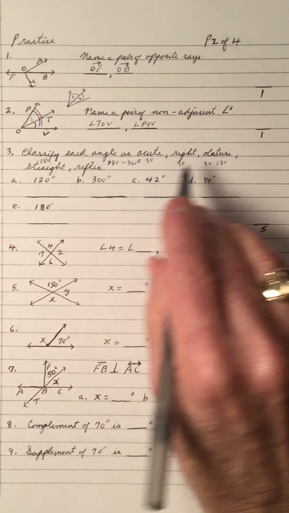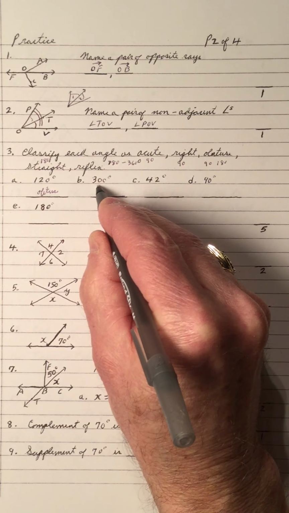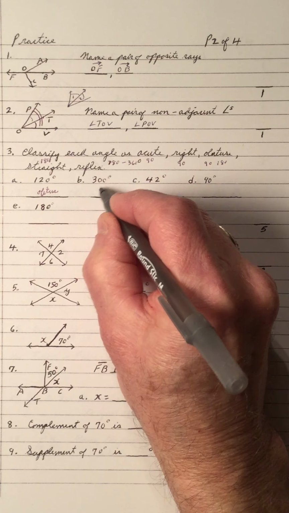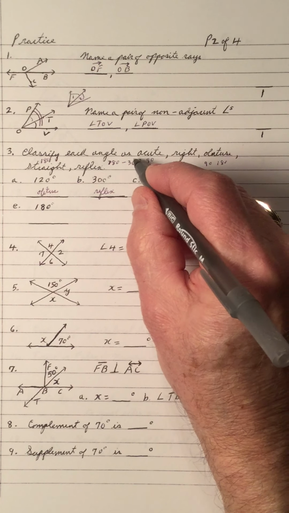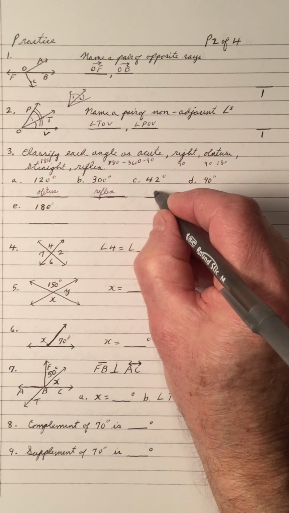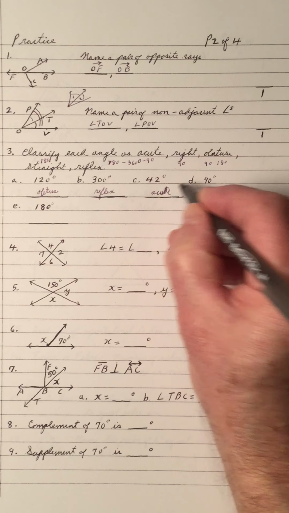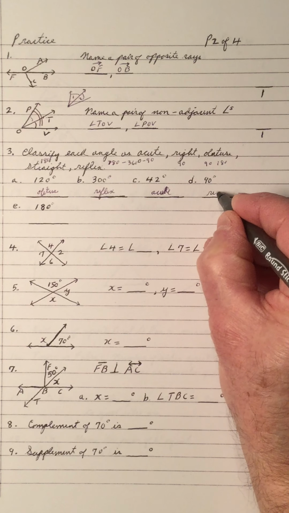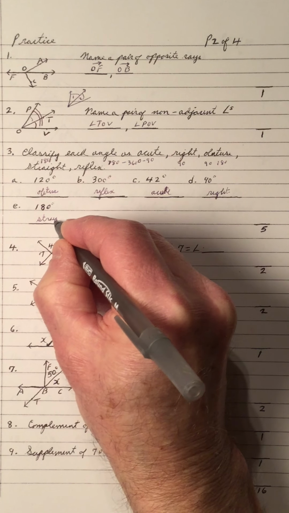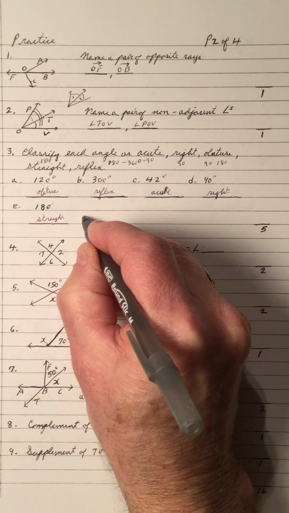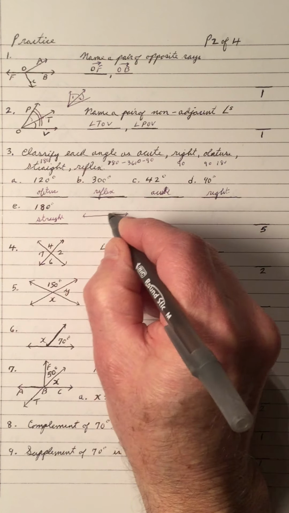So 120 is obtuse. 300 is reflex because it's between 180 and 360. 42 is acute. Acute is between 0 and 90. An acute angle. And 90 degree angle is a right angle. And 180 degree angle is a straight angle. Or as we say, if you think about it as a straight line, a straight line with 2 rays, we got a 180 degree angle.